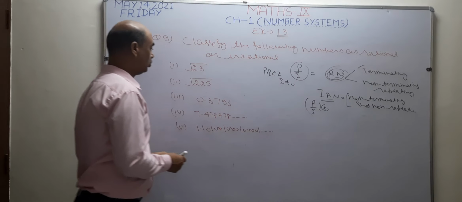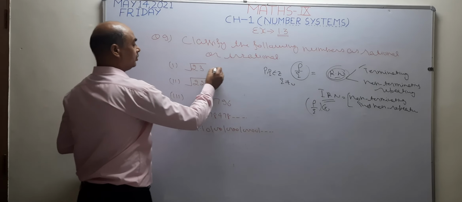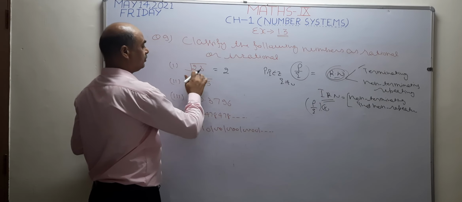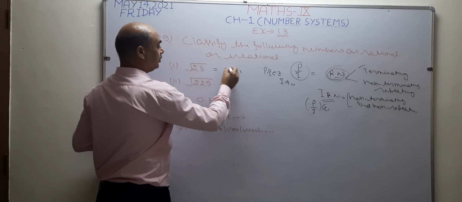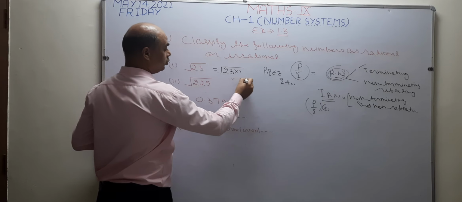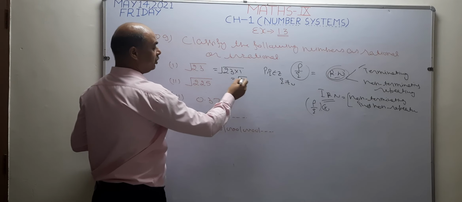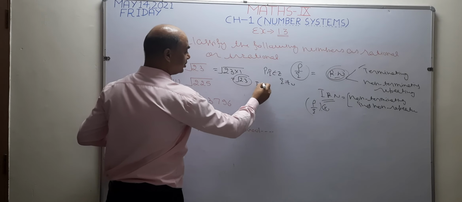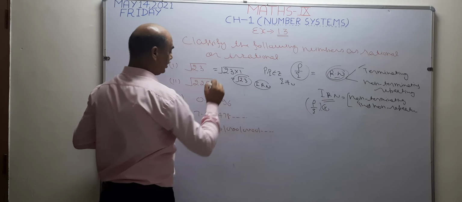Now see, I want to check. This is given root 23. I want to make the prime factors. Since this number is prime, the factor of this becomes 23 into 1. Since no pair is there, this number is going to remain in the square root. And we know that every such number in a square root is known as an irrational number. So this is an irrational number.